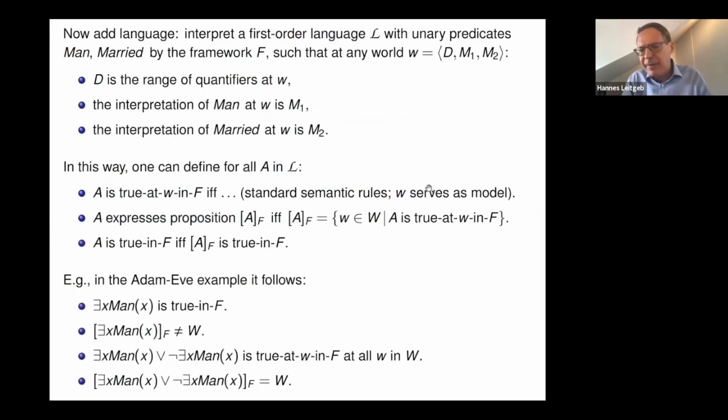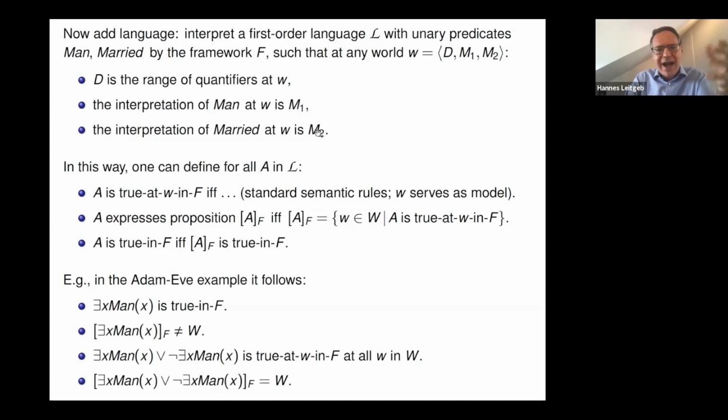Now, the final step is we add language to the conceptual framework. So for example, take a first order language. We've got unary predicates for man and being married, okay? And at a world, the idea is that D, the domain of the world, is the range of the quantifiers. So for all X means all things in D at a world, okay? And the interpretation of the predicate man is M1, the second component of this triple. And the interpretation of the married predicate, the unary predicate in my case, is M2.